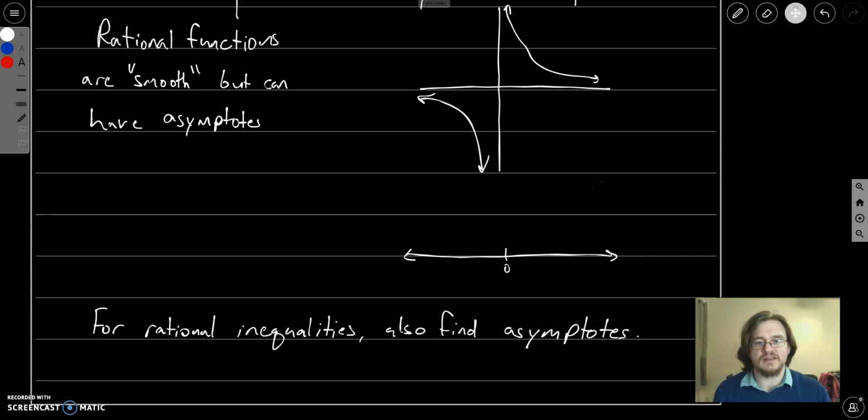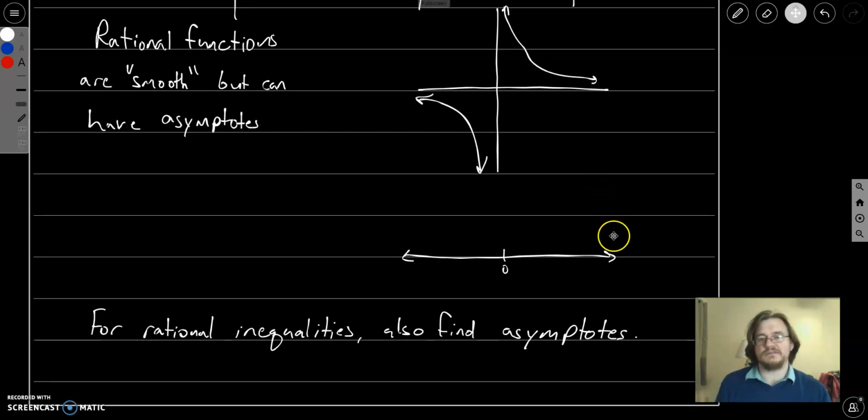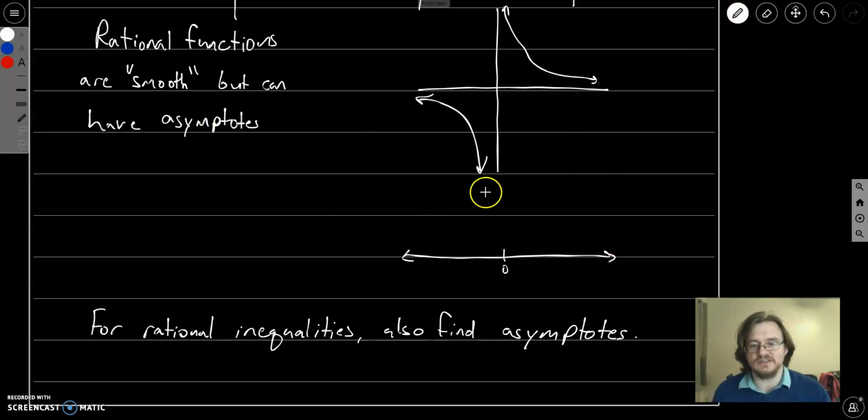Hello and welcome back. We'll finish off this section by starting to look at rational functions. And again, a rational function is going to be a polynomial divided by a polynomial. Rational functions are quite nice. They are going to be smooth. They're not going to have any sharp corners in them. But they can have asymptotes. They're not going to be continuous.